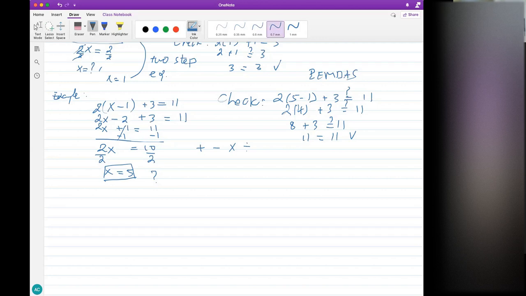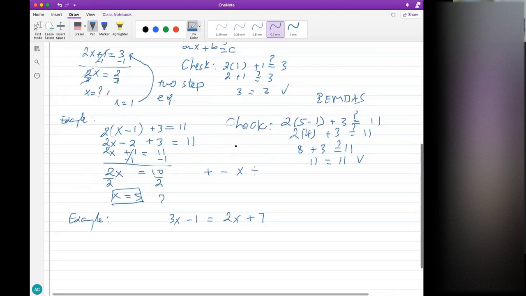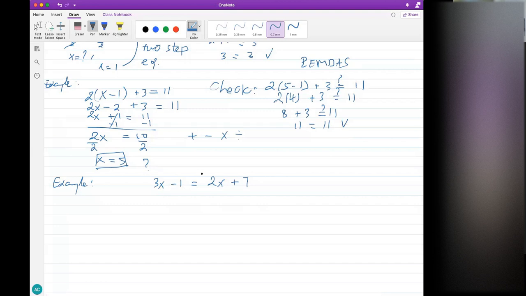Let's do another one. Make things a little more interesting again. This time we have something like this. What do you notice about this equation? How is it different from all the previous ones we saw so far? There are variables on both sides. Exactly. So if x here and x here, it doesn't always have to be like the previous ones.